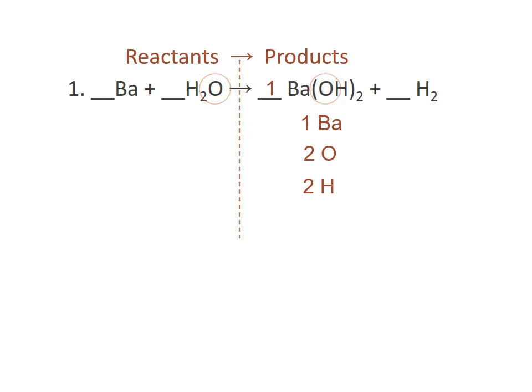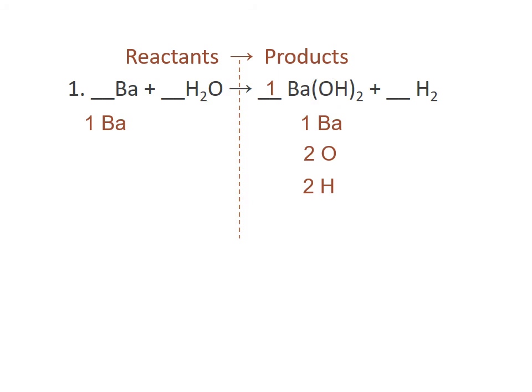We could also start with barium because I have barium in only 2 different locations, and since I have 1 barium on the product side, I'm going to need to have only 1 barium on the reactant side. So to get 1 barium, I place a 1 in front of Ba, and that gives me 1 barium. Now let's look at the oxygens, because we said we could balance those as well.